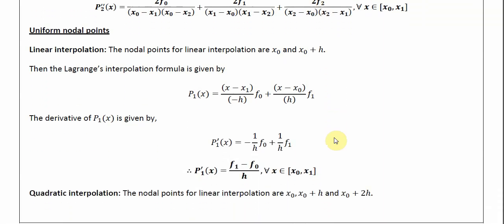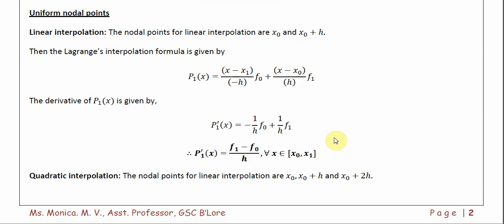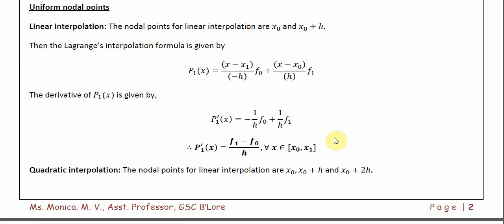Now let's come to the uniform nodal points. Now what is going to happen in uniform nodal points? We're using the same polynomial but the points are equally spaced. That means for linear interpolation we have two nodal points, but the points I can write as x0 and x0 plus h instead of writing x0 and x1. That means there is a difference of h and it is fixed.